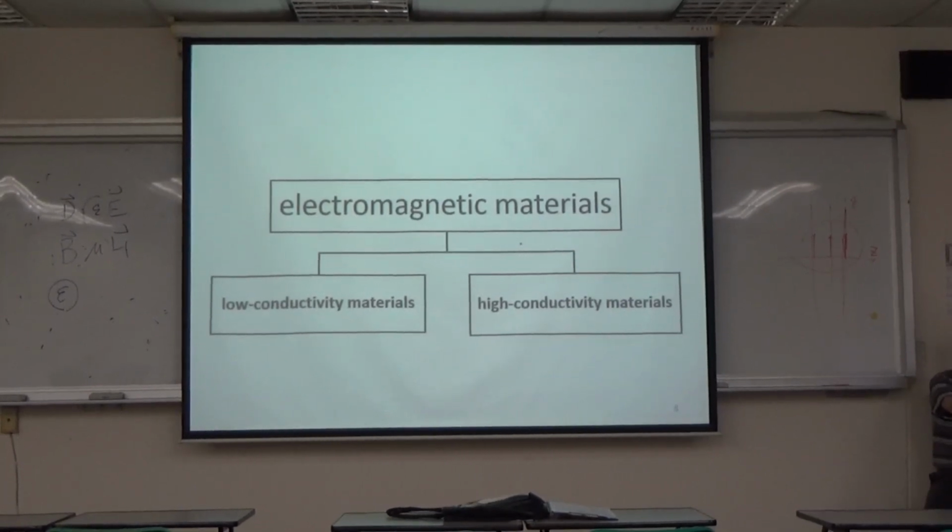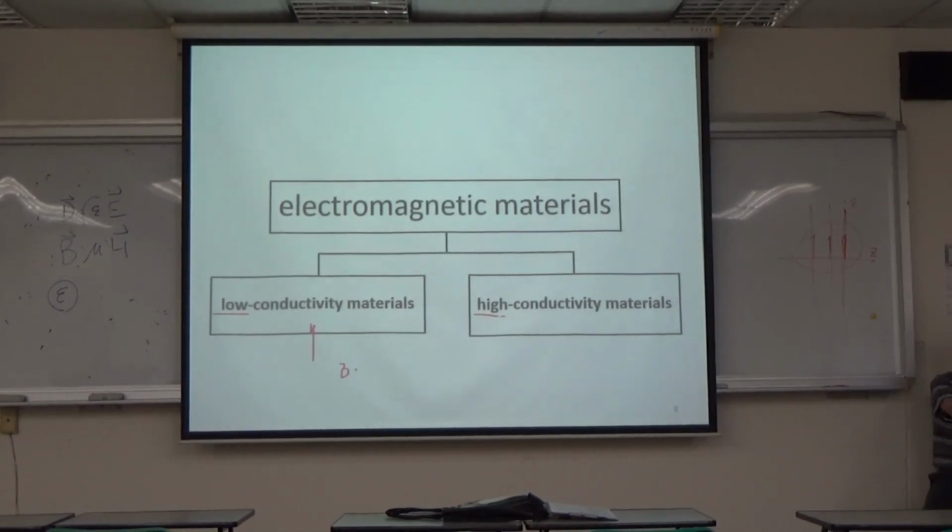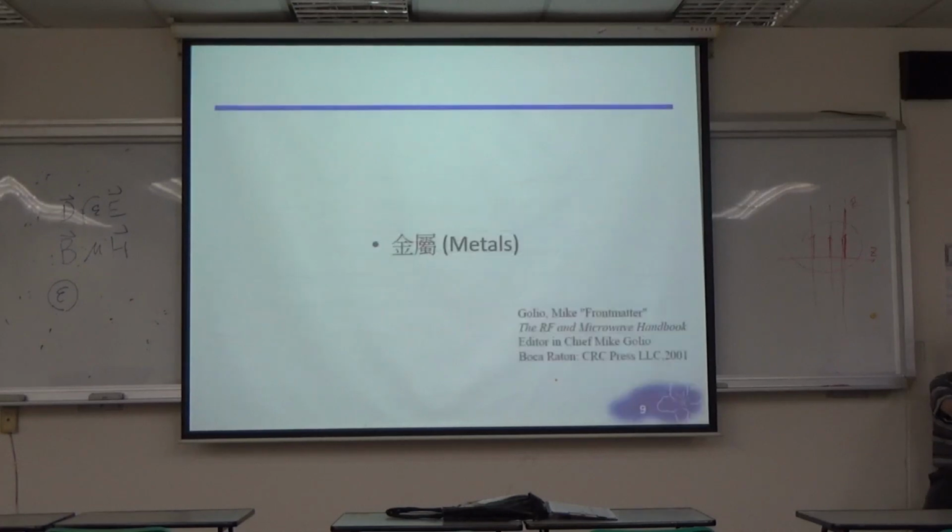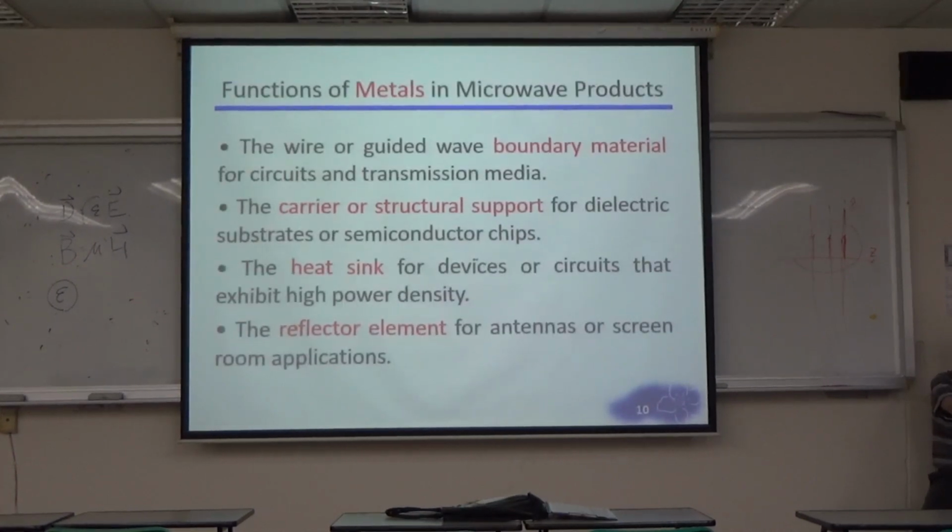So if we define the material according to the conductivity, you can have the low conductivity material and the high conductivity material. For this one, maybe you are talking about an insulator. Your sigma is very small, so your J disappears. And for this one, because your sigma is high and your J is larger, you need to consider J.